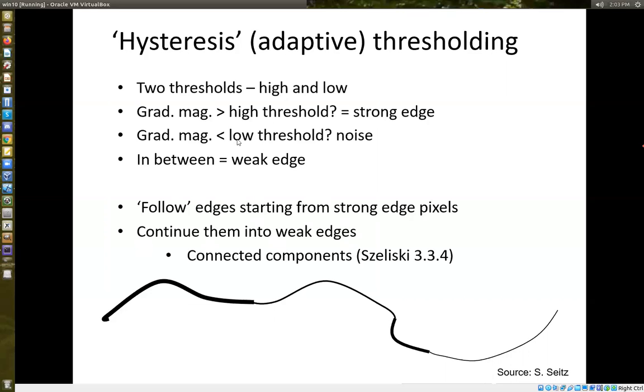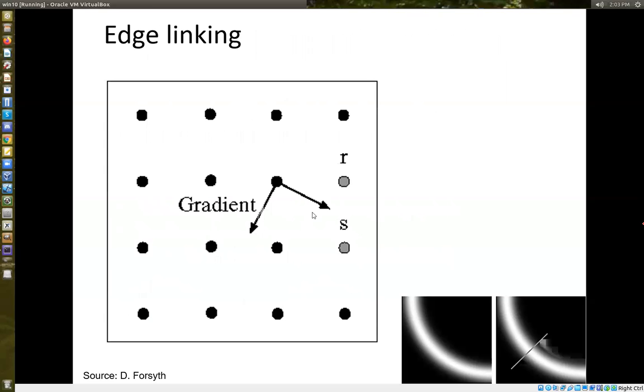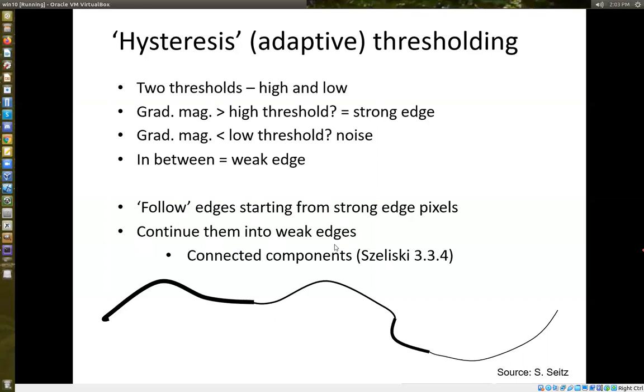If it's smaller than the low threshold, then it will just be considered noise, and we just ignore that. So basically, think of it like this: if I go along this line here and the gradient at this point is too small, then I will just ignore that. If the gradient is sufficiently bigger than the lower threshold, then I will continue to try to extend the edge.